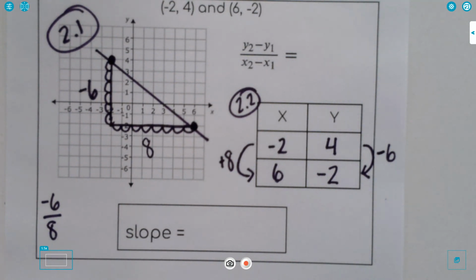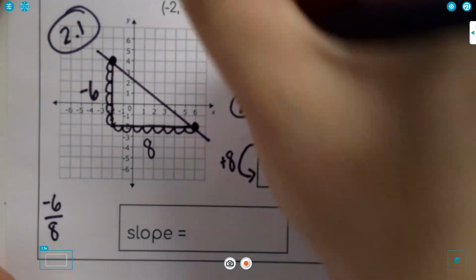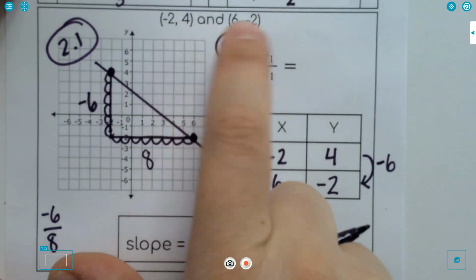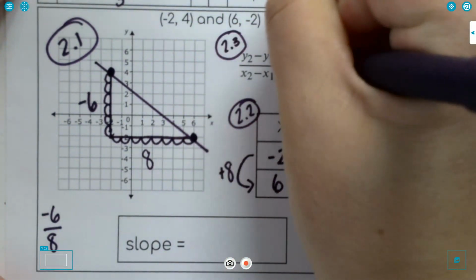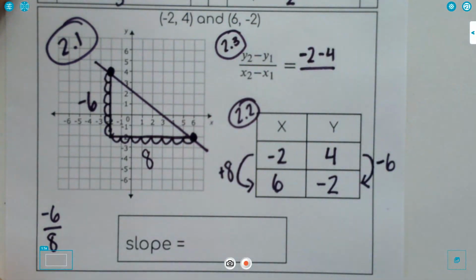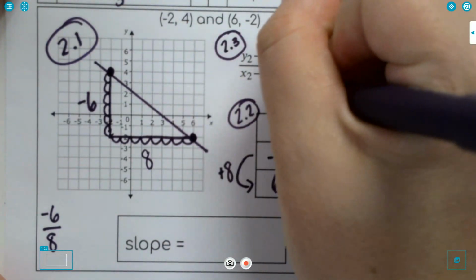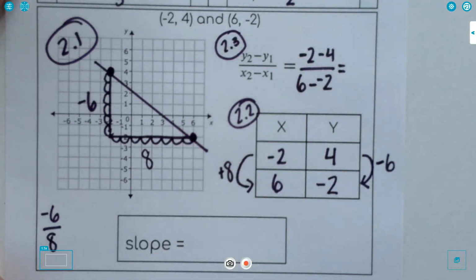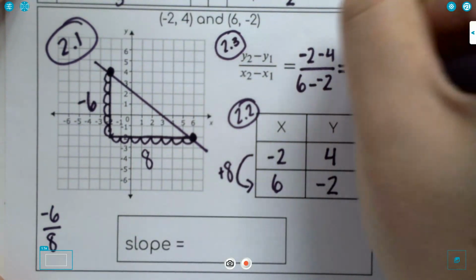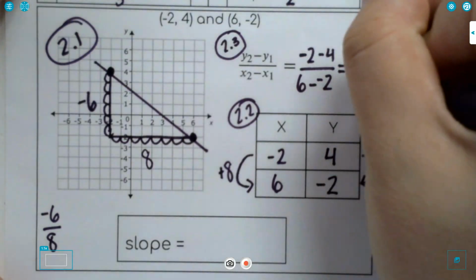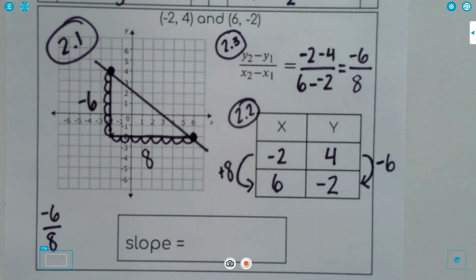Okay, the last way we could do it was with the formula, and that's what we learned today in 2.3. So with the formula, I would do y2 minus y1, so negative 2 minus 4 on top. And then I would do x2 minus x1 on bottom, so that would be 6 minus negative 2. Negative 2 minus 4 is negative 6. For the third time, 6 minus negative 2 is going to give us positive 8. Oh my gosh, we got the same thing 3 different times?